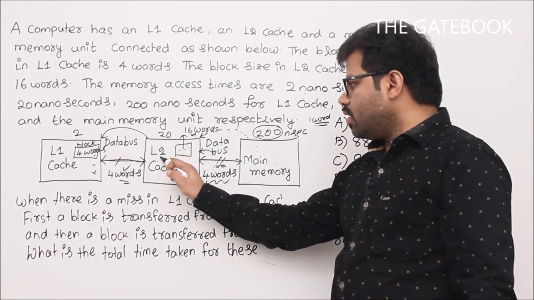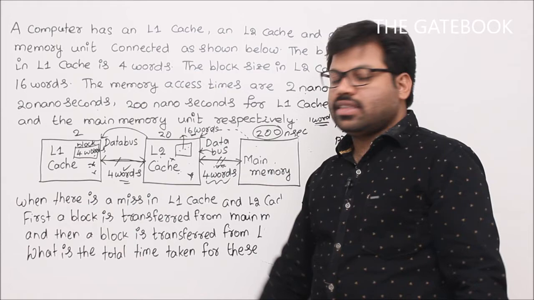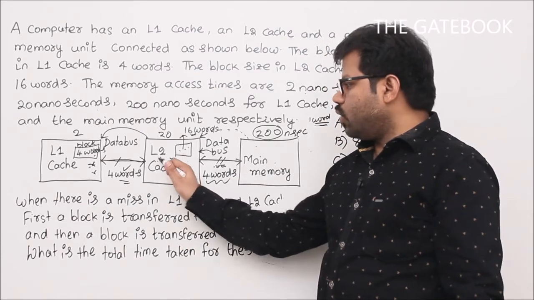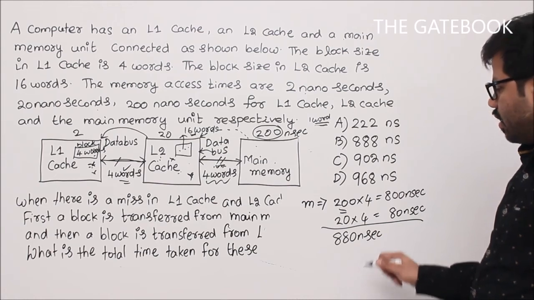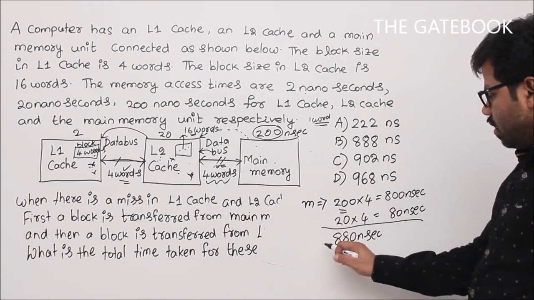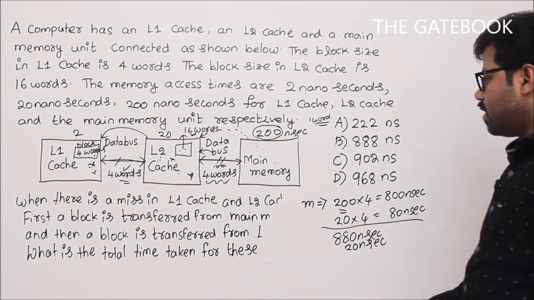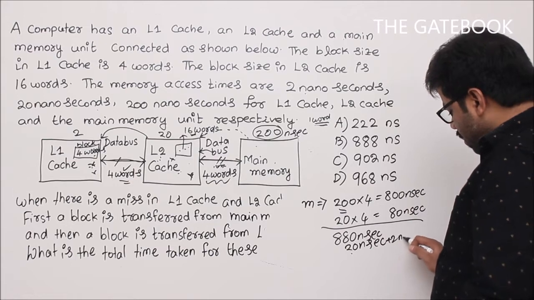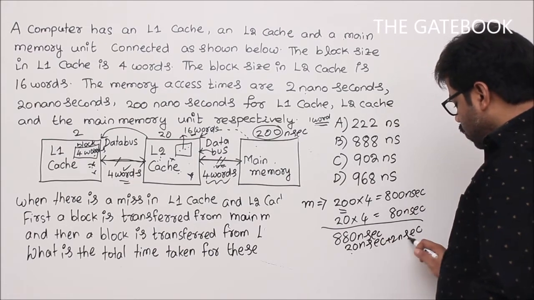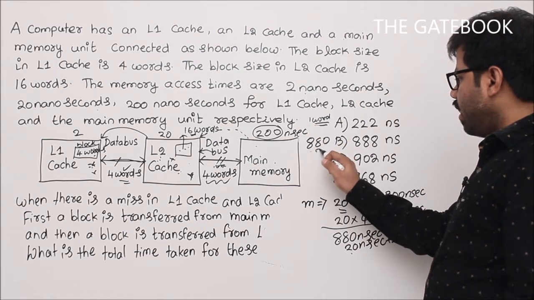Access L2 cache, take the data and keep it in L1 cache. For that, access L1 cache. So we have to access L2 cache and L1 cache. If I access L2 cache, then how much time will it take? 20 nanoseconds, correct? 20 nanoseconds for accessing L2 cache and 2 nanoseconds for accessing L1 cache. So it would be 20 plus 2, 22 nanoseconds, and 880. If you sum it up, you get 880 and 22.